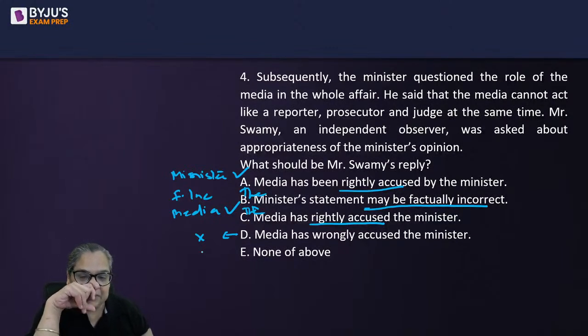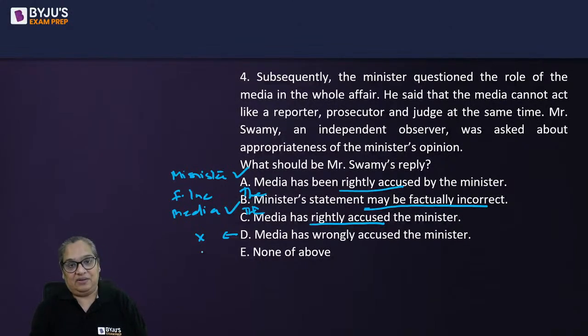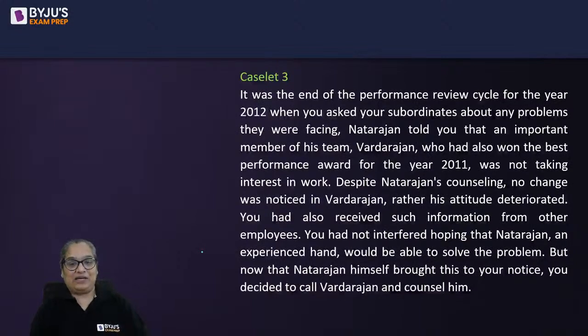What is the answer? The best answer is that the minister may be factually incorrect. Let's find out. Here you don't know yet whether the minister is wrong or the media is wrong. So it's better to say it may be that the minister doesn't know what's happening. Okay, so B is the right answer. All of you agree? All right. This is a good one.